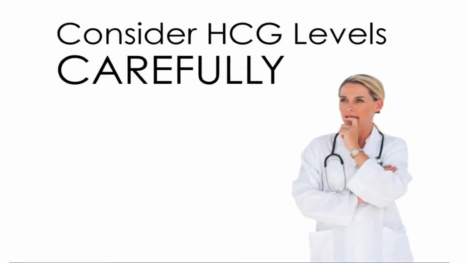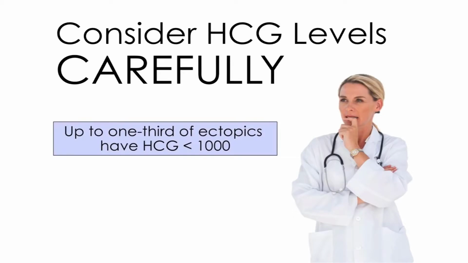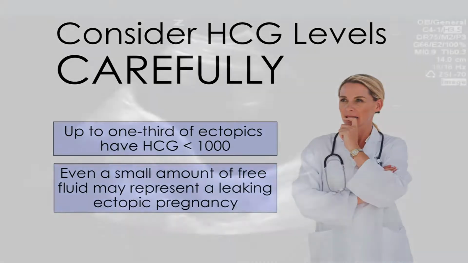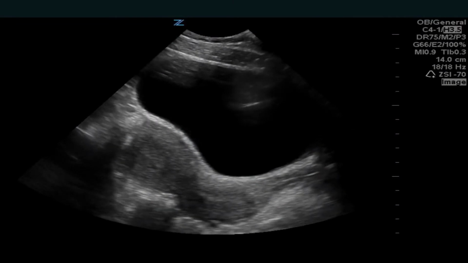Be sure to carefully consider HCG levels. Up to 1/3 of ectopic pregnancies will be diagnosed with an HCG level less than 1,000 milli-international units. Even a small amount of free intraperitoneal fluid seen on ultrasound may represent a leaking ectopic pregnancy. Here is an excellent example of this phenomenon.